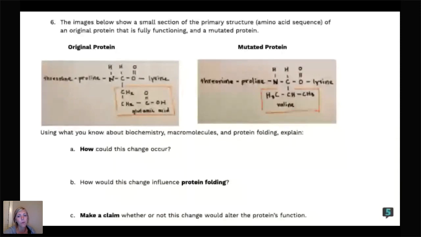And then C, make a claim whether or not this would alter the protein's function. Sometimes with making claims, as long as you have good evidence to back up what you say, there could be a couple claims made. The more obvious one would be, we've been really hitting it hard, at least in my class, that the shape of a protein is everything. Right? The shape is everything. And yeah, Ida, absolutely. Because structure affects function, right? So I feel like this question's almost baiting you to agree and make a claim that says, yes, of course this is going to affect function because we have an amino acid that's acidic and now it's hydrophobic.